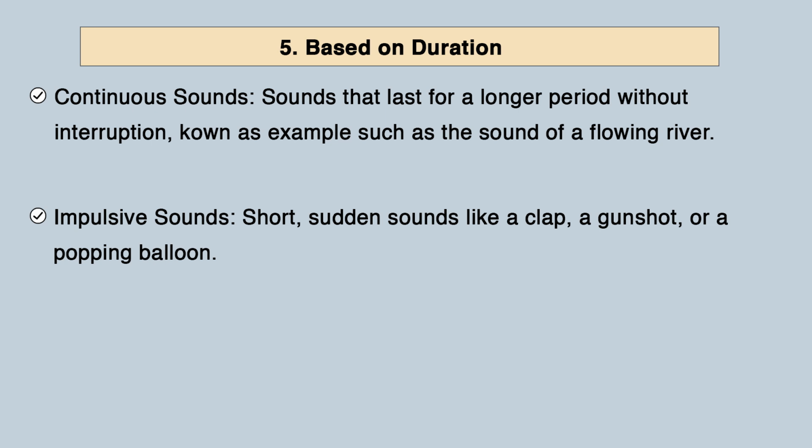Continuous sounds are sounds that last for a longer period without interruption. Impulsive sounds, short sudden sounds like a clap, belong to this category. This classification helps in understanding the characterization and behavior of different types of sound.